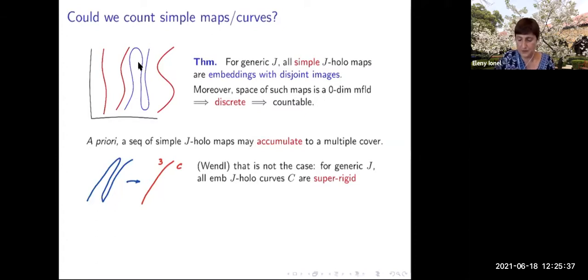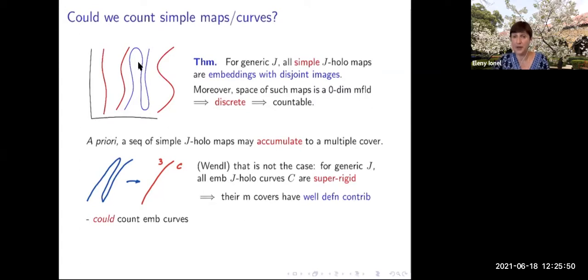So all these curves are super rigid, so in fact this doesn't happen. As I was saying, the curves are super rigid, and in particular their multiple covers have a well-defined contribution. And so in principle, we could count embedded curves. However, if we just count them as such with sign, they won't have any automorphism because they are embedded. We won't get an invariant, and the contribution will also not be invariant. The contribution is the Euler class of this obstruction bundle, but as you vary the J in a one-parameter family, the number of embedded curves may change, just like it was happening in Taubes' case. And also the contribution could change in a one-parameter family.